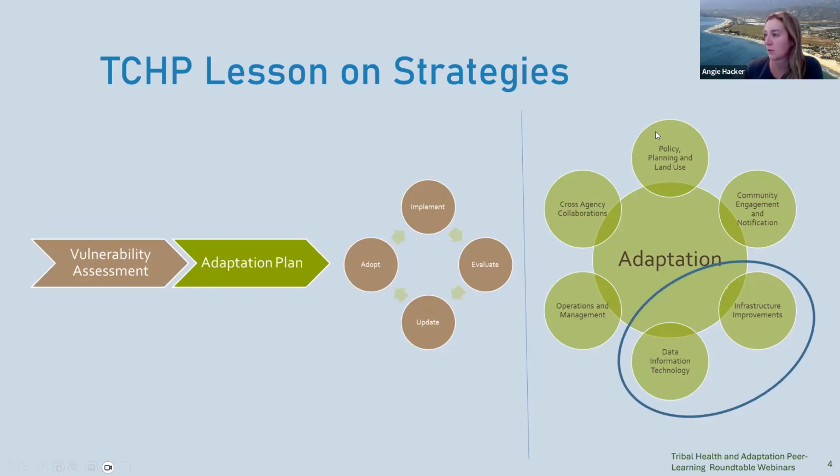So last time we of course went through policy planning and land use, went through what that might look like, community engagement and notification. So we're tackling 2 per session. We're going to tackle these 2 this time. Next time we'll talk about operations and management and cross-agency collaboration.